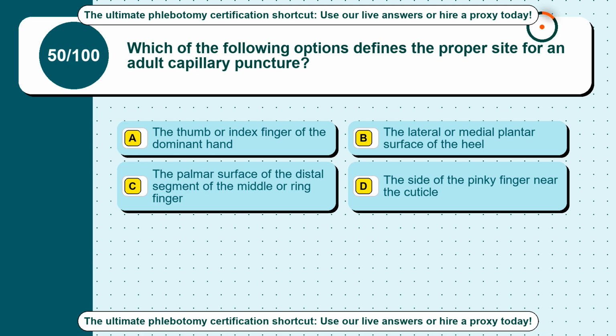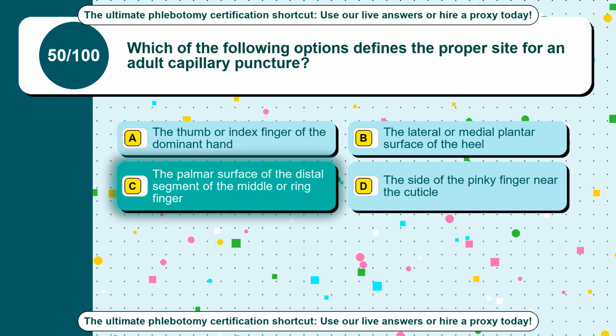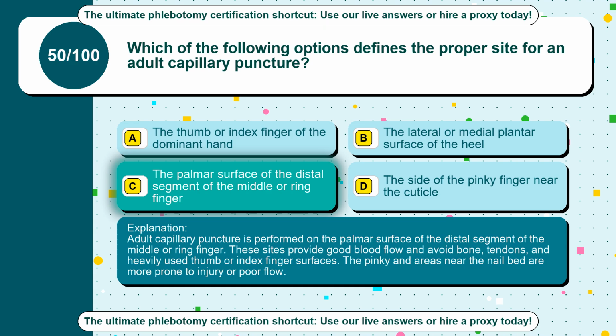Option D. The side of the pinky finger near the cuticle. The correct answer is option C, the palmar surface of the distal segment of the middle or ring finger. Adult capillary puncture is performed on the palmar surface of the distal segment of the middle or ring finger.